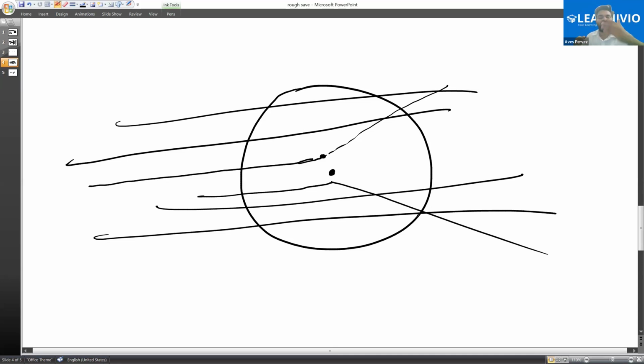Because of that charge, and since the alpha particle is also positively charged, when a particle comes closer to another positively charged particle, it will get diverted from its path.